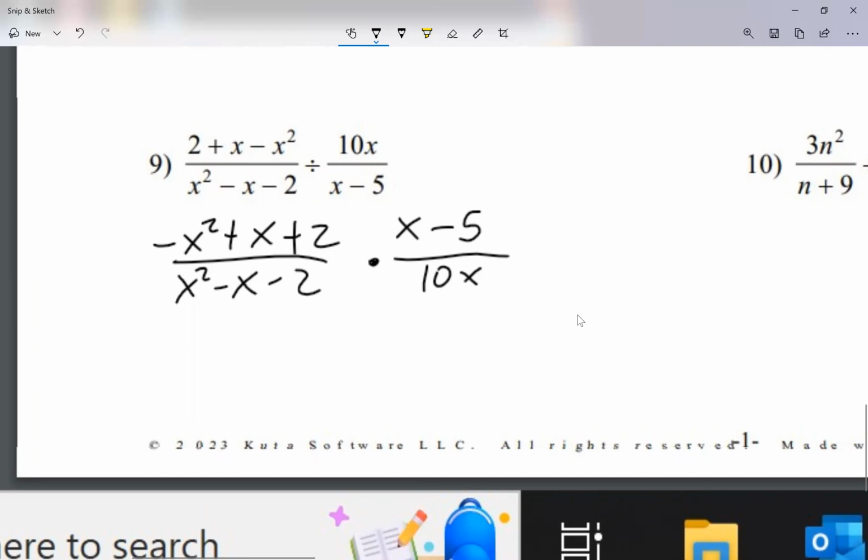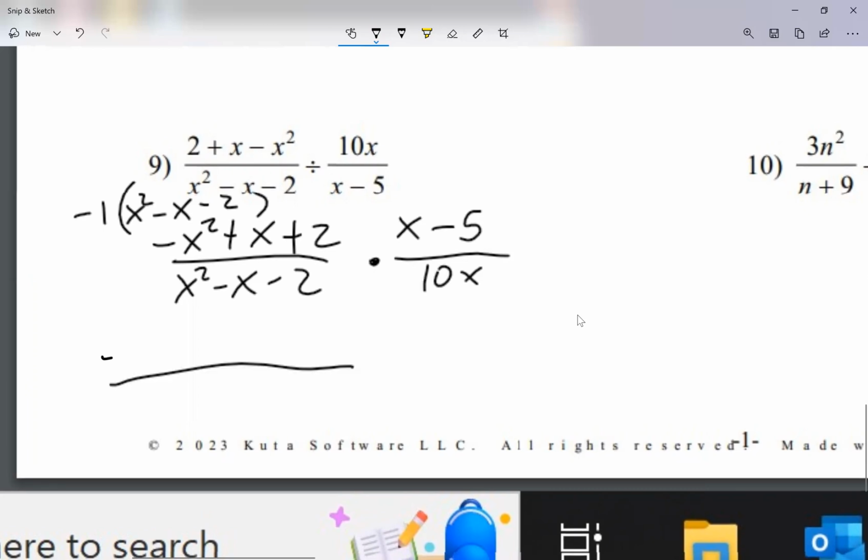Now, question number 9 on the top. We don't really like negatives in front of our trinomials. So let me factor a -1 first. So I have a -1. I'm gonna do the distributive property backwards. So that gives me x squared minus x minus 2. Okay, so now let me factor.